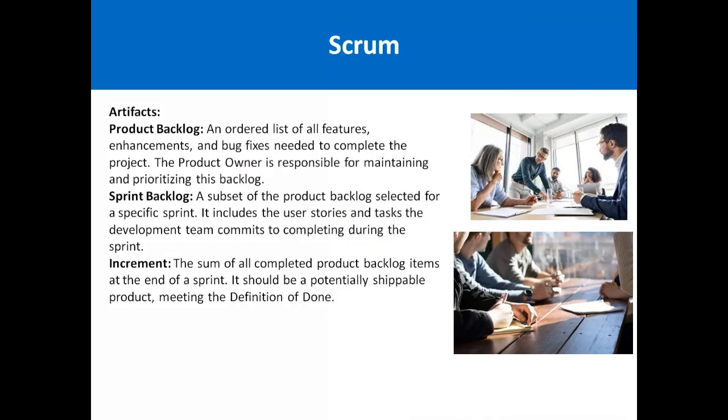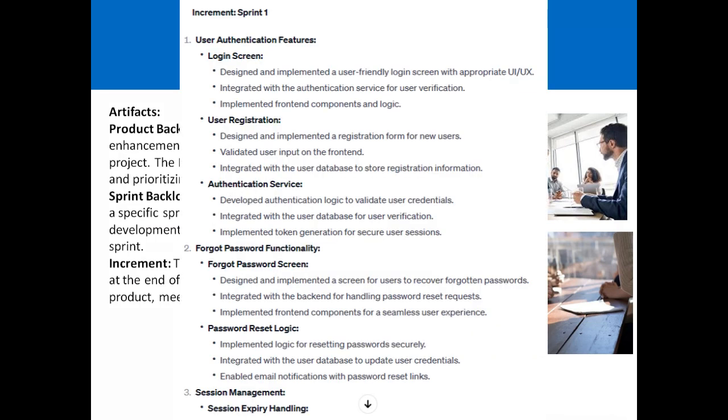Then increment is basically the sum of all completed product backlog items at the end of the sprint. It should be a potentially shippable product meeting the definition of done. For example, at the end of the first sprint you have completed 10 tasks and it meets the definition of done, meaning it is acceptable to the customer as well, so it will become an increment. After the end of the second sprint, 10 more tasks are added, so 20 tasks are now in the product. That 20-task product is called the increment.